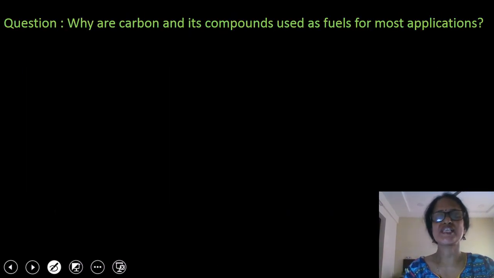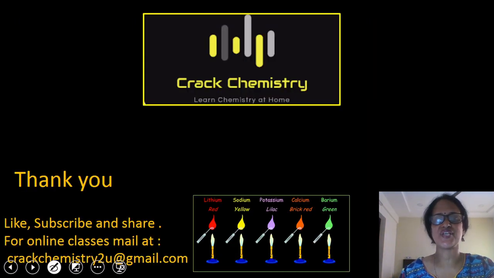Now I am going to discuss one NCERT question. The question is: why are carbon and its compounds used as fuels for most applications? Friends, in the beginning I discussed with you that carbon and its compounds produce a lot of heat when they undergo combustion. So as carbon compounds produce a lot of heat on combustion, they are used as fuel.